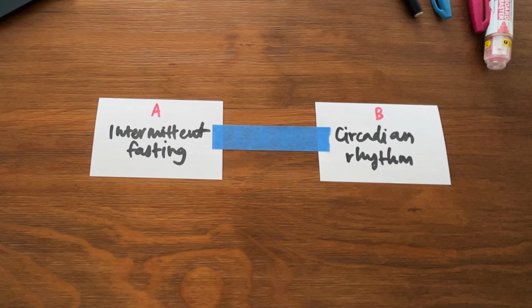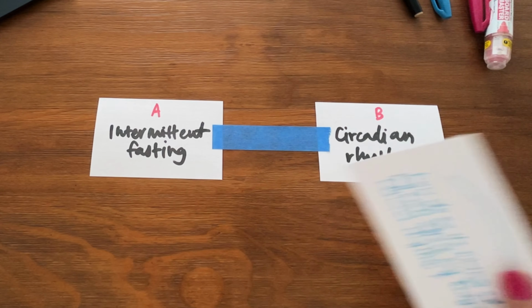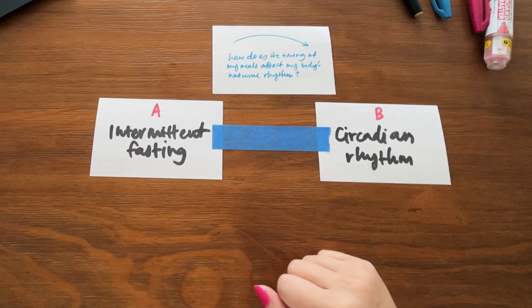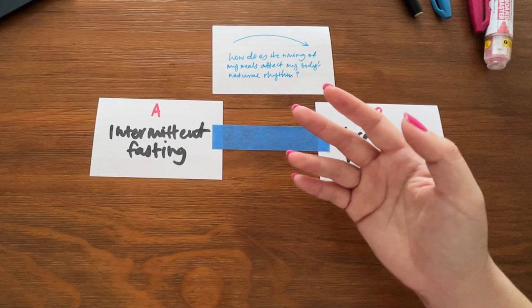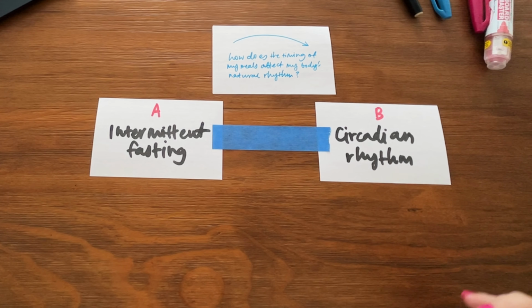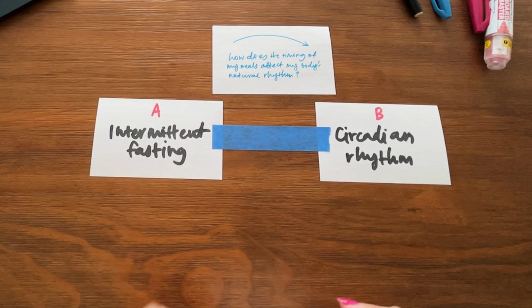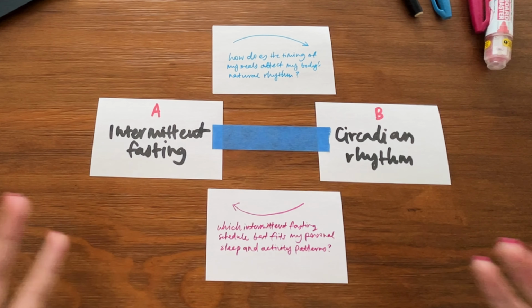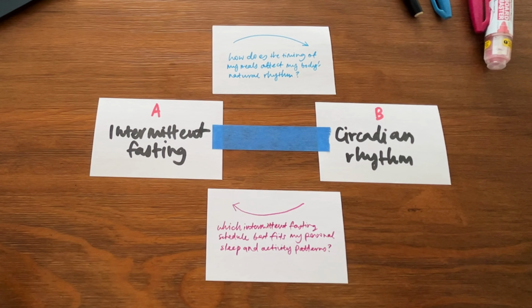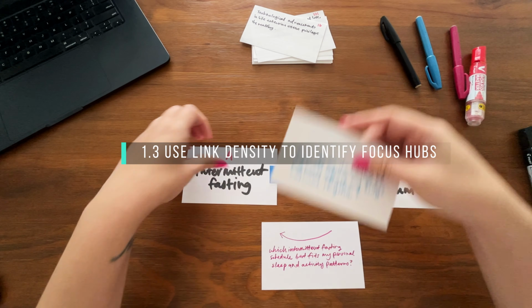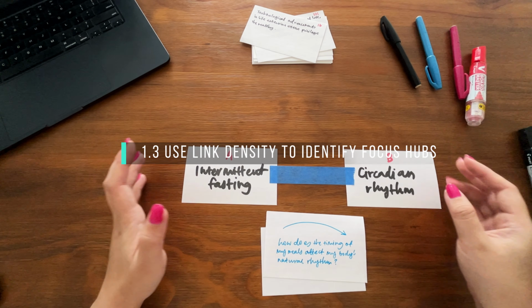For example, when we want to link from intermittent fasting to circadian rhythm, we can link it using a question such as, how does the timing of my meals affect my body's natural rhythm? And we are linking from circadian rhythm to intermittent fasting. It could be positioned as a question such as, which intermittent fasting schedule best fits my personal sleep and activity patterns?